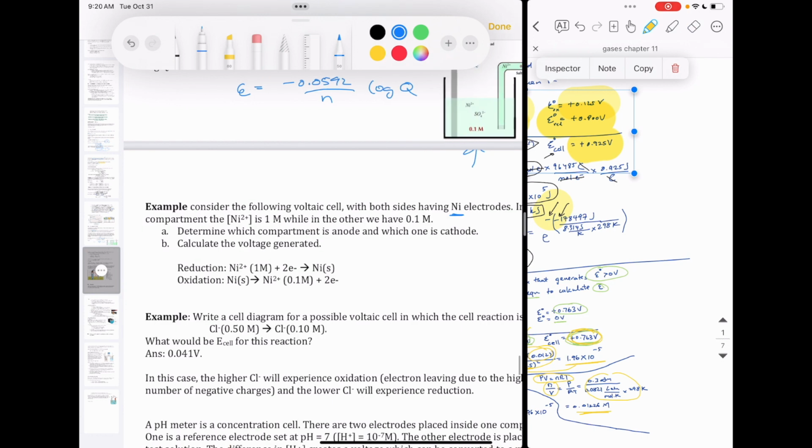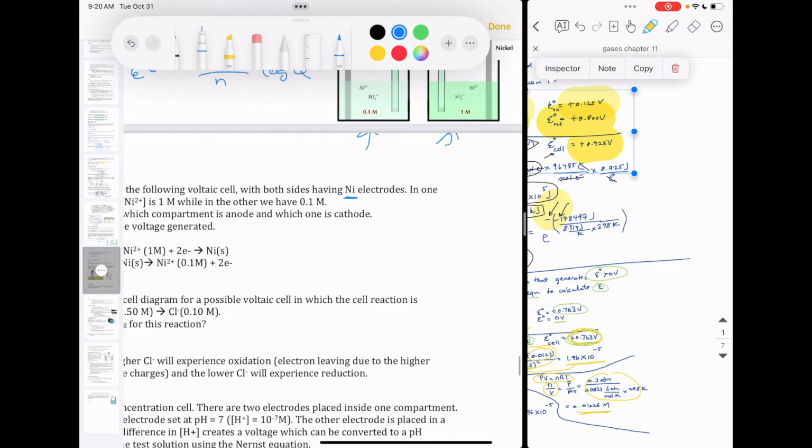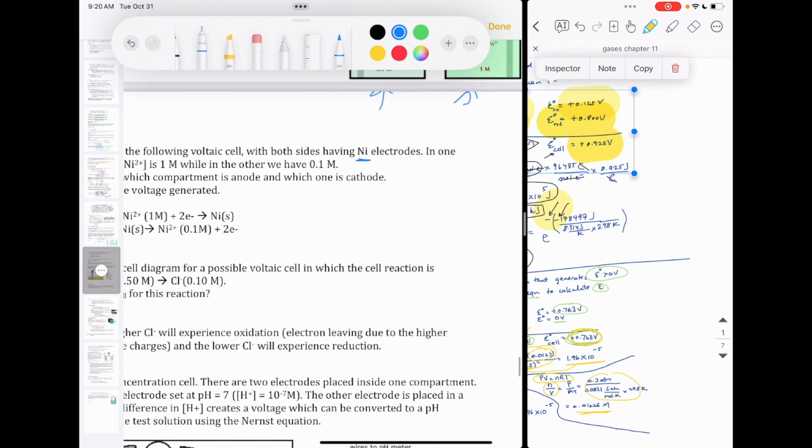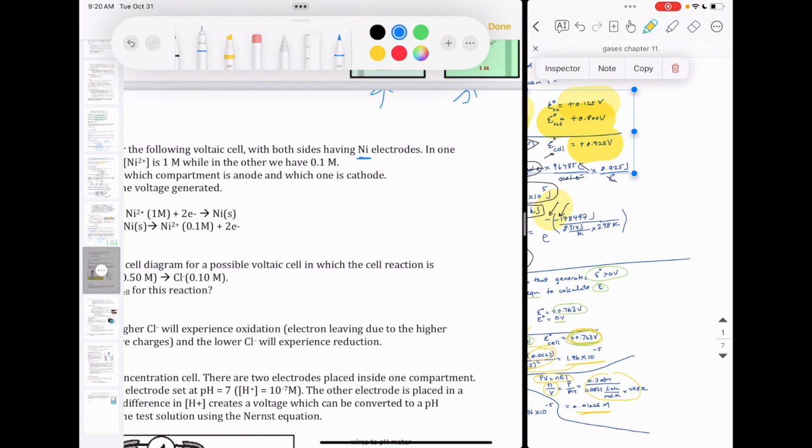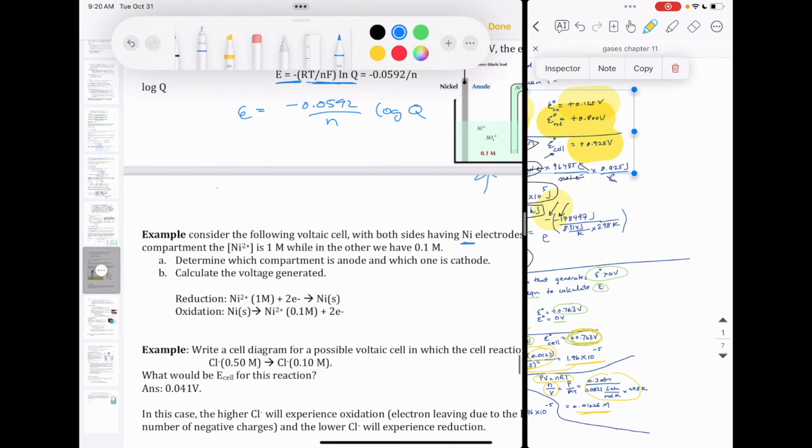Okay, we're going to take a look at an example here. Consider the following voltaic cell with both sides having nickel as the electrodes. In one compartment, the nickel 2+ is 1 molar, while in the other compartment we have 0.1 molar. So there are two questions here. The first one is to determine which compartment is the anode and which one is the cathode, and then calculate the voltage generated.